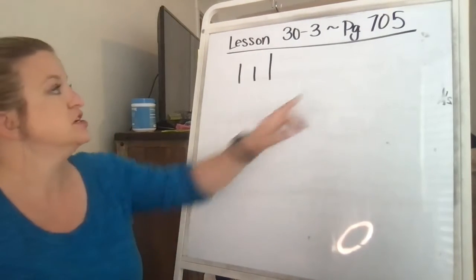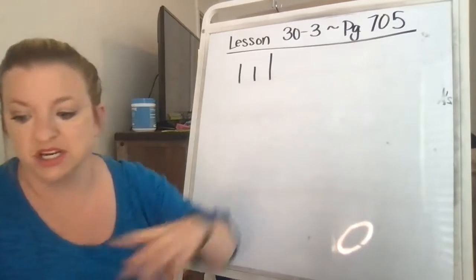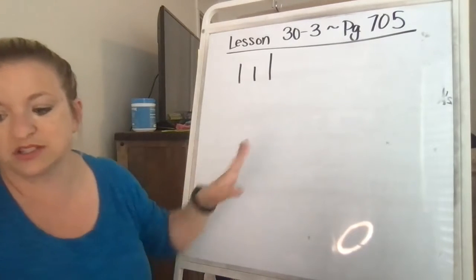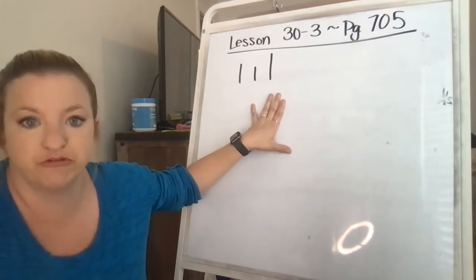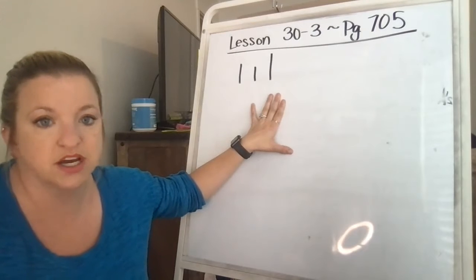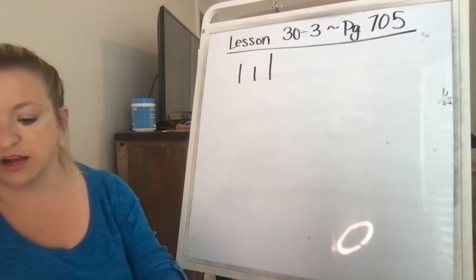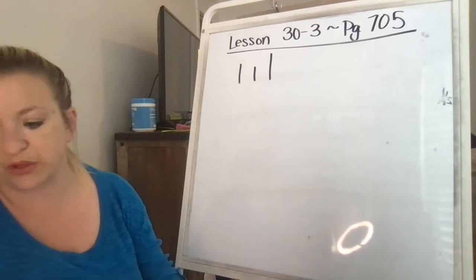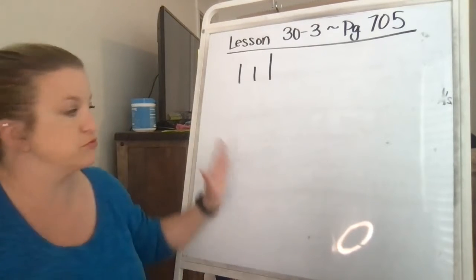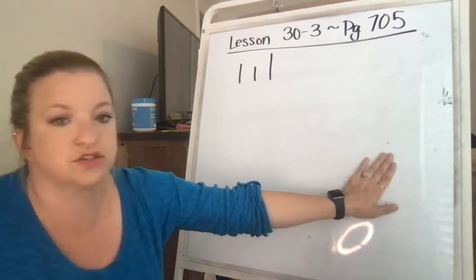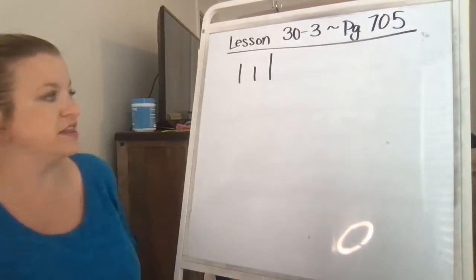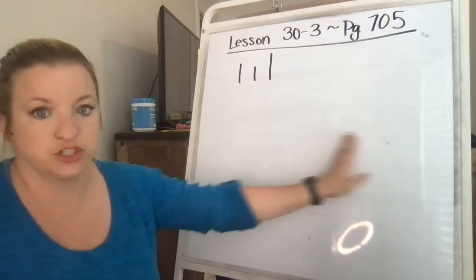So we're on page 705 in our math books, and it says Ron has 3 books. He puts them on a shelf from shortest to tallest. And I drew 3 books here, but you have some books. You're just going to draw 3 books. He puts them from shortest to tallest. So remember, when we read or we write things, we write from left to right.